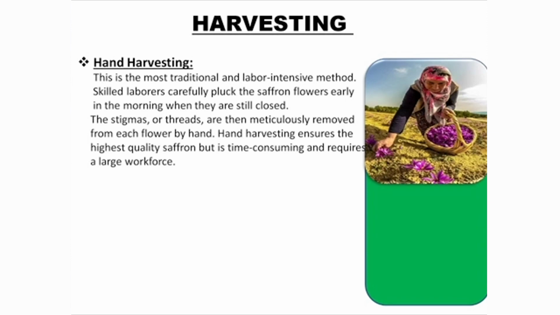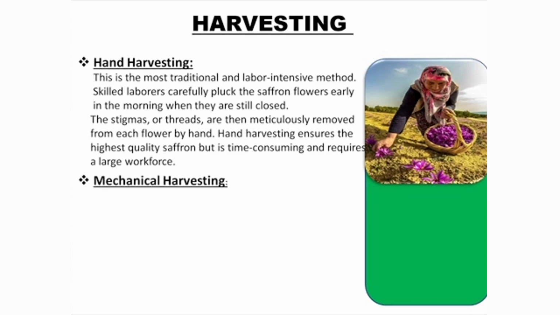Generally, the plucking is done in the early morning, when the flower is still closed, and the stigma or threads are then meticulously removed from each flower by hand. Hand harvesting ensures the highest quality of saffron, but the disadvantage is that it is a time consuming process and requires a large workforce.